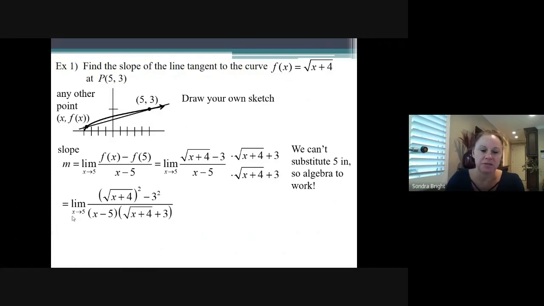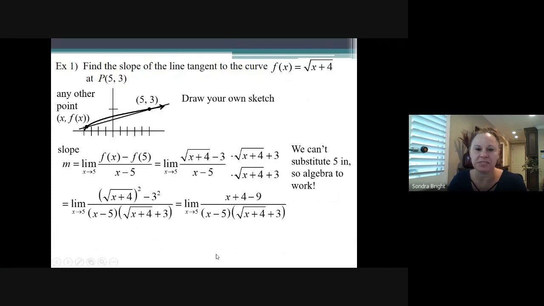I know it's a pain, but you do have to do that. Now, because I multiplied by the conjugate, it becomes a squared minus b squared on top. So I get the square root of x plus 4, quantity squared, minus 3 squared. That ends up giving you an x plus 4 and then a minus 9, and that simplifies to x minus 5.